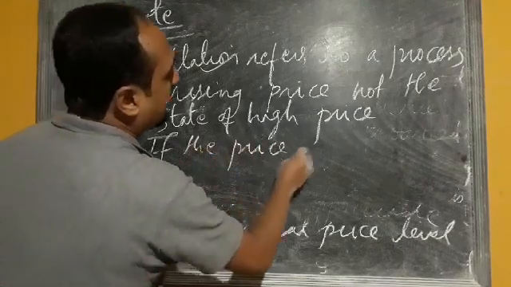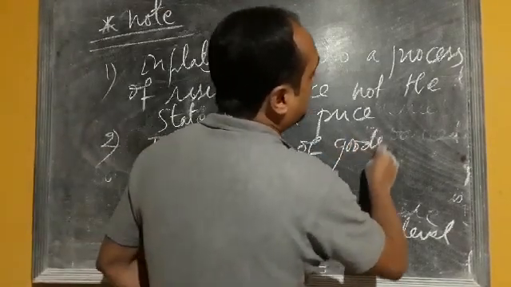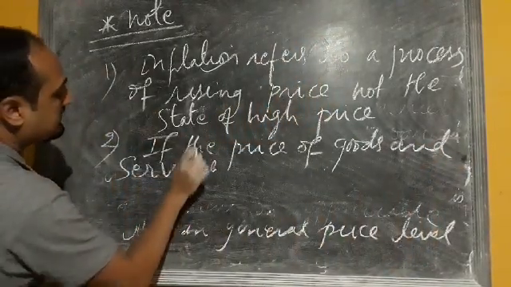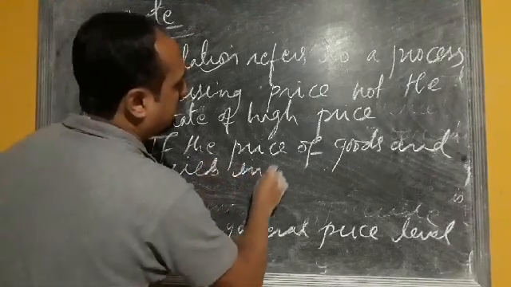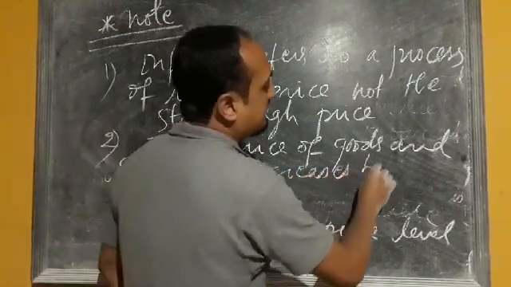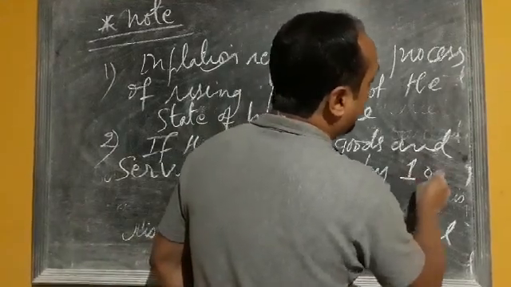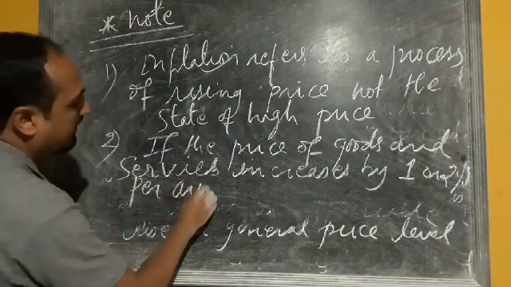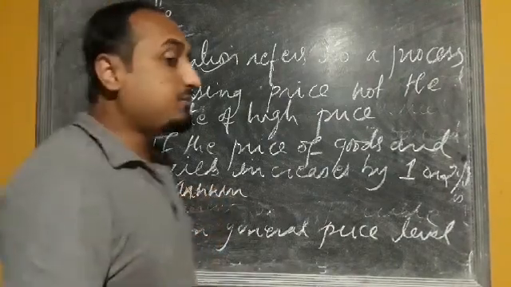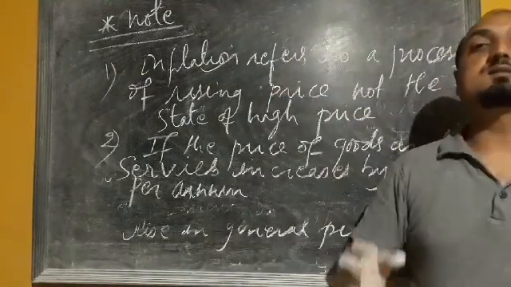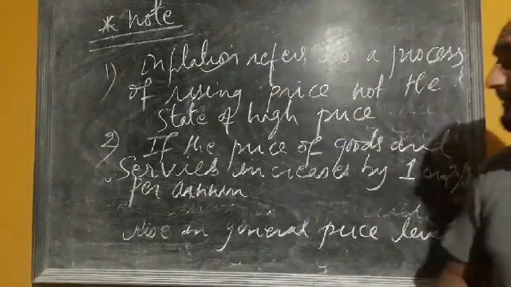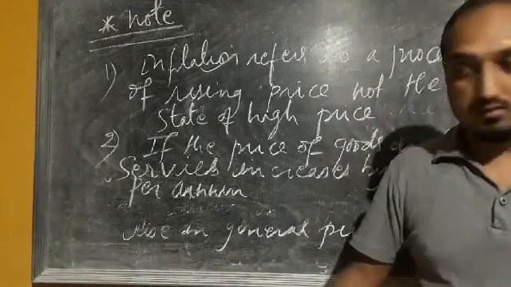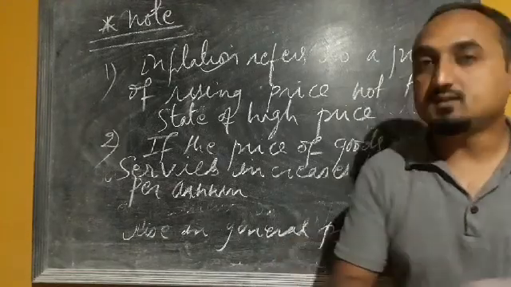Now the second point. If the price of goods and services increases by only 1 or 2% per annum, that is a mild increase, and that concept cannot be considered as inflation.